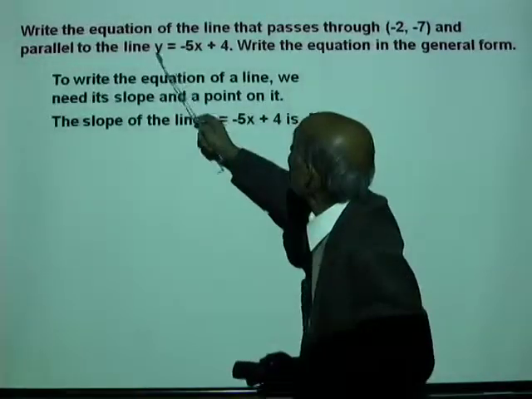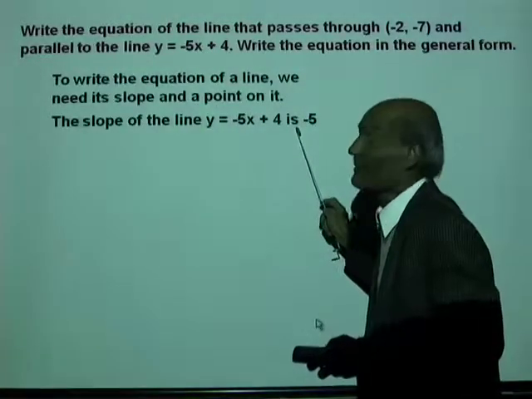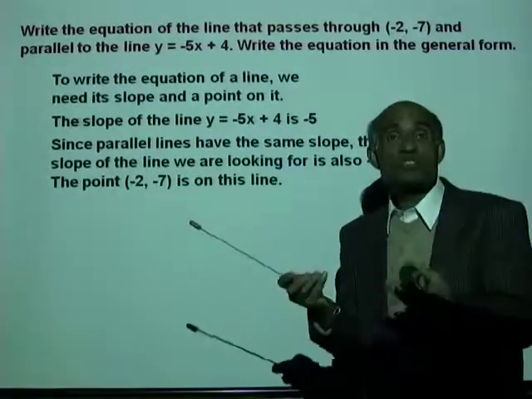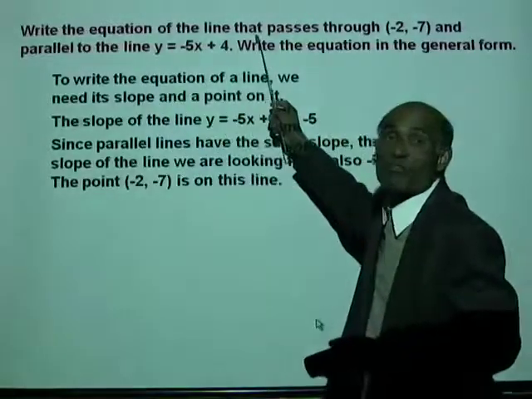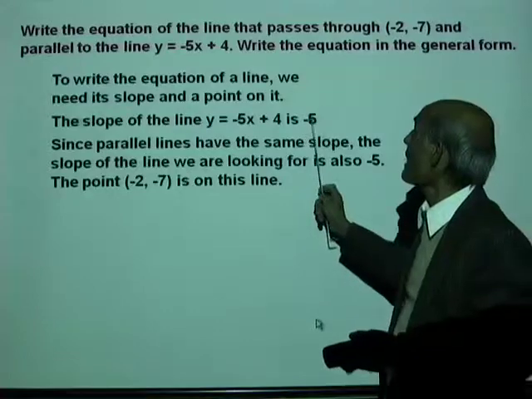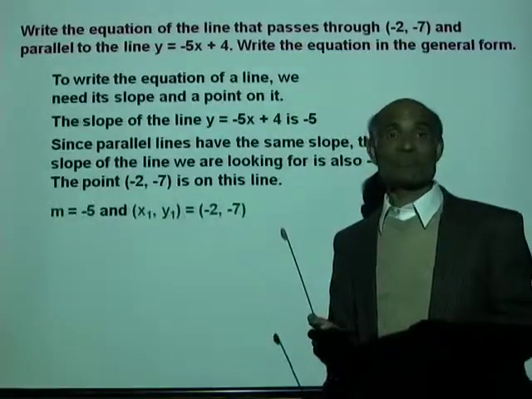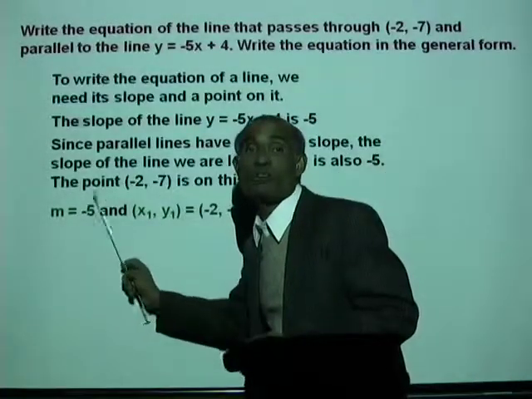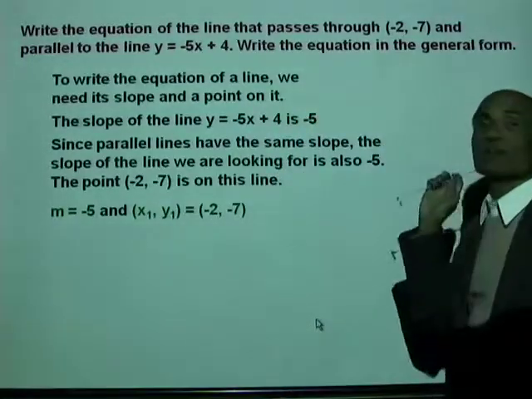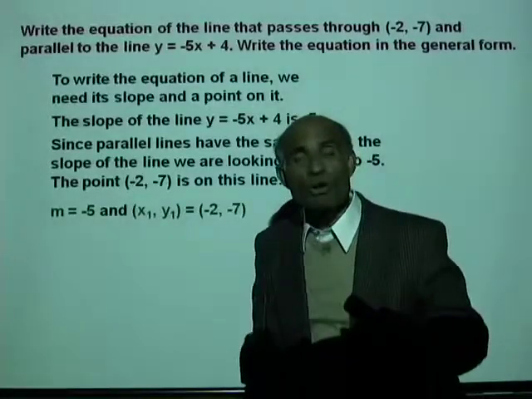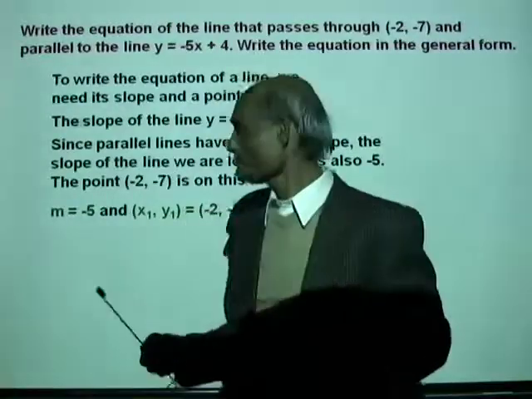Now, the slope of the given line, y equals -5x plus 4, is -5. But since parallel lines have the same slope, the slope of the line that we are looking for is also -5. And that line passes through (-2, -7). So we have the slope, which we know is -5, and x1, y1 is (-2, -7). And let's write the point-slope form.